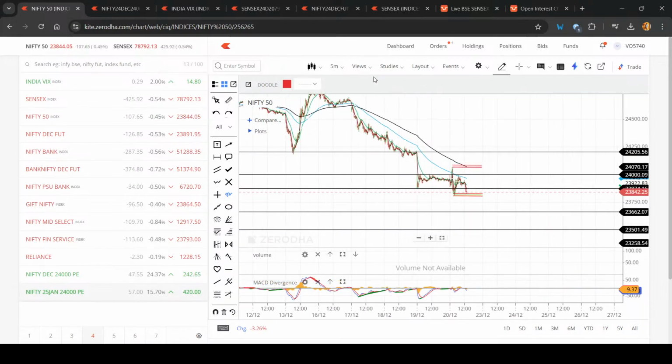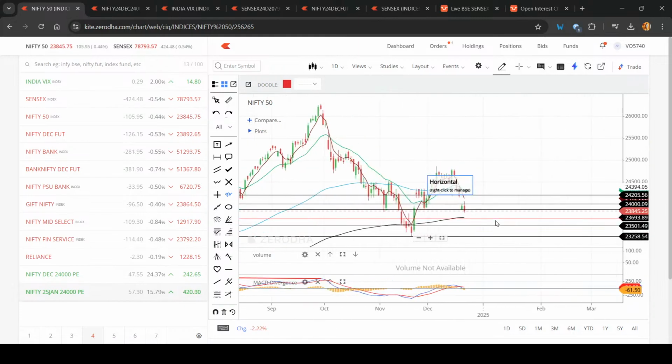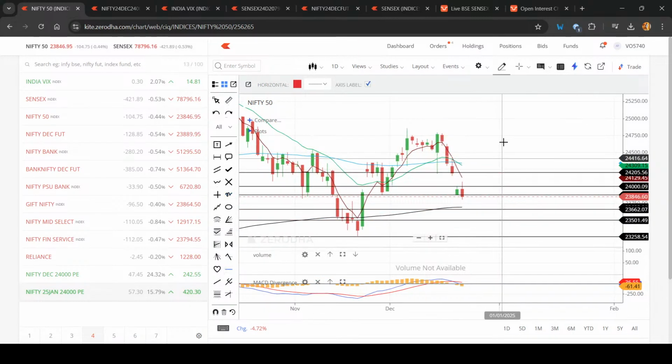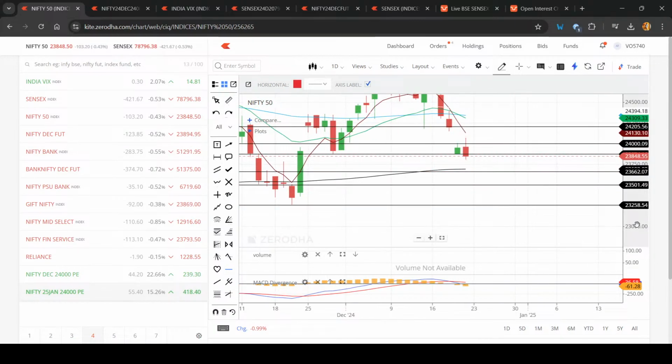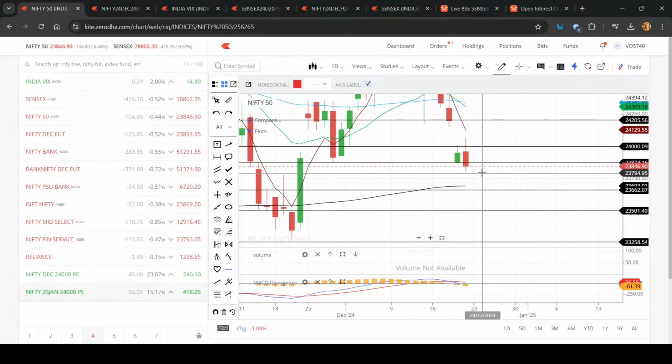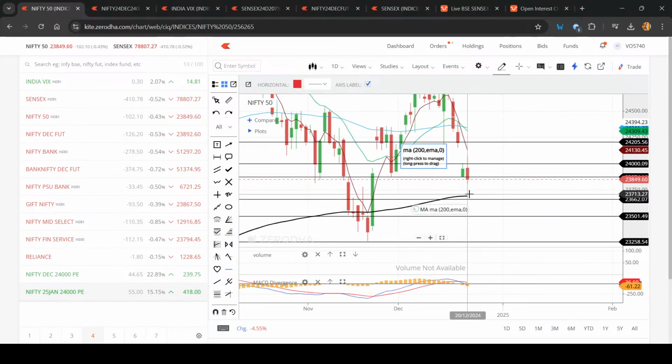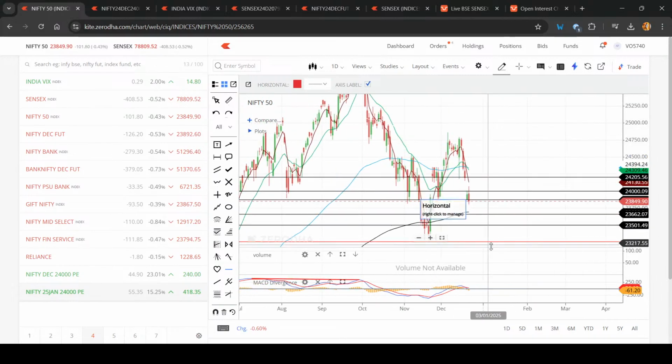If this breakdown happens, what levels are we expecting? We are expecting the 200 DMA. On the daily time frame we are way below the prior day low, so on Monday we can expect continuation, and on the break of the 200 DMA we can essentially go more down.